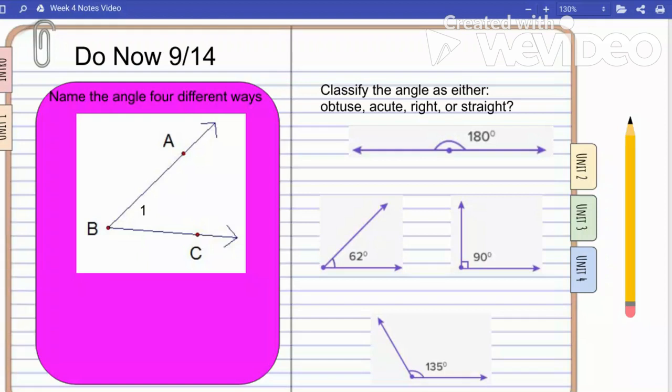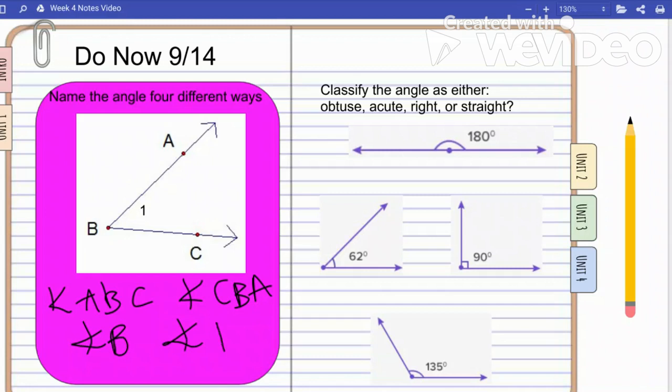Okay, so name an angle in 4 different ways. Well, we can call it angle ABC. B is the vertex, so B has to be in the middle. We can also call this angle CBA. Since there's only one angle, I can call it angle B. I can also call it angle 1.